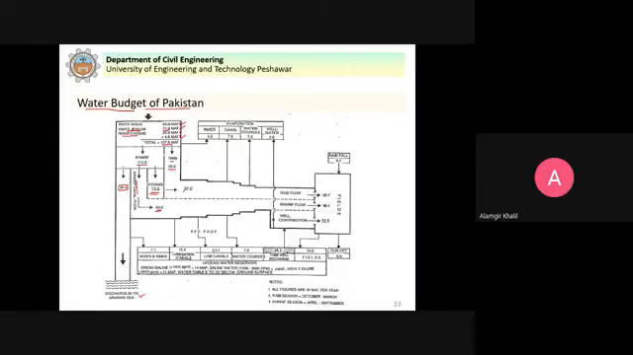So you can see that during the Rabi season, 34 million acre feet of water is available in the canal. Actually, the river flows contribute only 22 million acre feet. But because we store the water during the Kharif season, we release it during the Rabi season to meet the crop water requirements. Now this water flows in the irrigation canal network during both seasons.